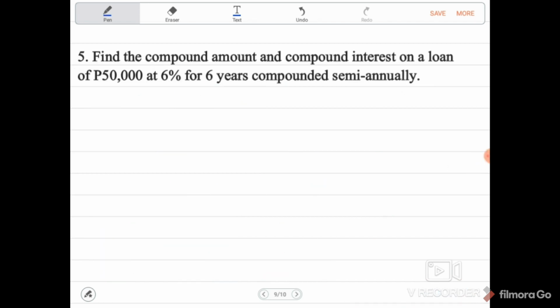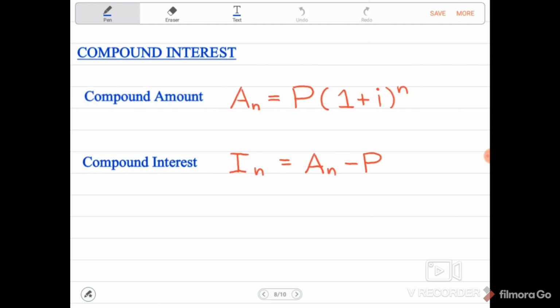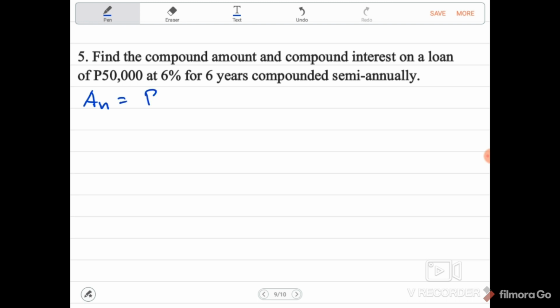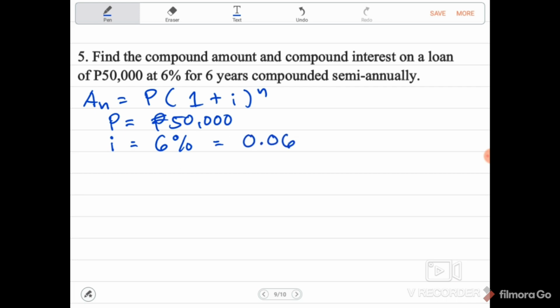Okay, number 5. Last problem na natin to, no? Find the compound amount and compound interest on a loan of 50,000 pesos at 6% for 6 years compounded semi-annually. Ilista ulit natin yung formula. So, compound amount, that is A sub N is equal to P times 1 plus I raised to N. So, ang P natin, that is the principal, we have 50,000 pesos. Then, for our I, the interest or the rate, no, 6%, convert natin siya sa decimal, that is 0.06, divided by ilan? Divided by 2. Bakit 2? Because that is semi-annually. So, divided by 2, I will be equal to 0.03.